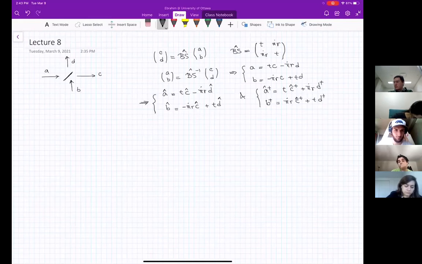Okay, so we found the creation and annihilation operators of the output in terms of the input ones, okay? And we solved a few examples. One of the important examples was the case when we have one single photon, and we got a superposition of being in the mode of C and D. This is what we call a superposition, right?